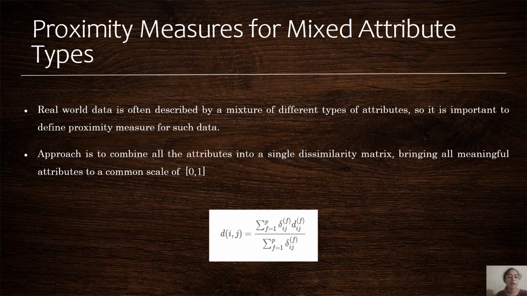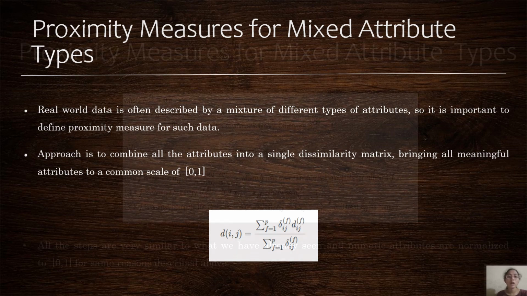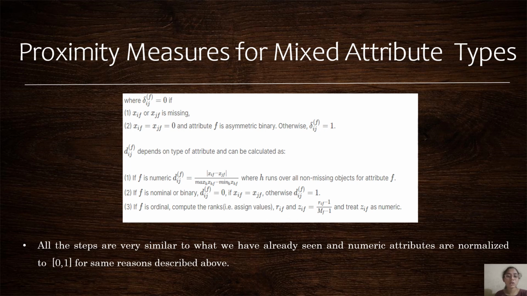One such technique combines the different attributes in a single dissimilarity matrix, bringing all the meaningful attributes onto a common scale of the interval 0 to 1. So by using this formula, we will calculate the single dissimilarity matrix. Based upon these rules, we will calculate the single dissimilarity matrix. All the steps are very similar to what we have already seen, and numeric attributes are normalized to 0 to 1.